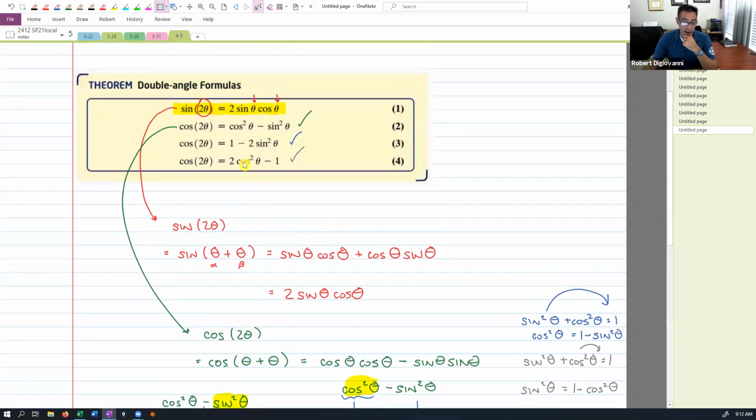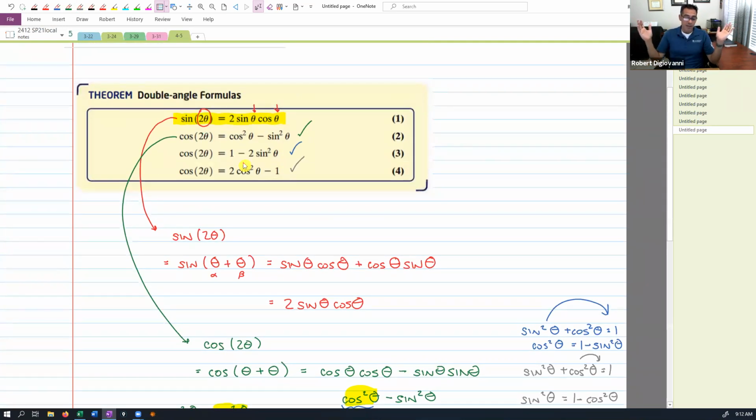So that's it. Those are the formulas, the first group of formulas for today. Those are called the double angle formulas. And now let's see how we can use these.